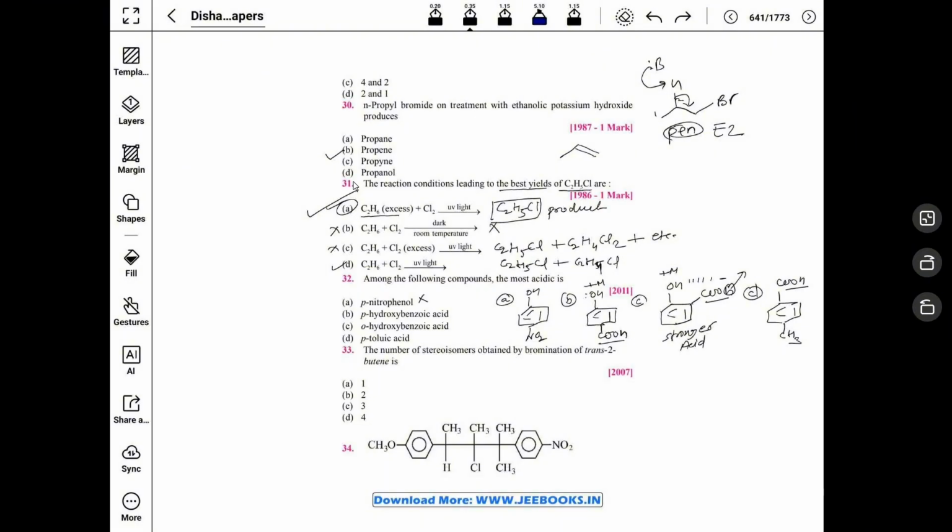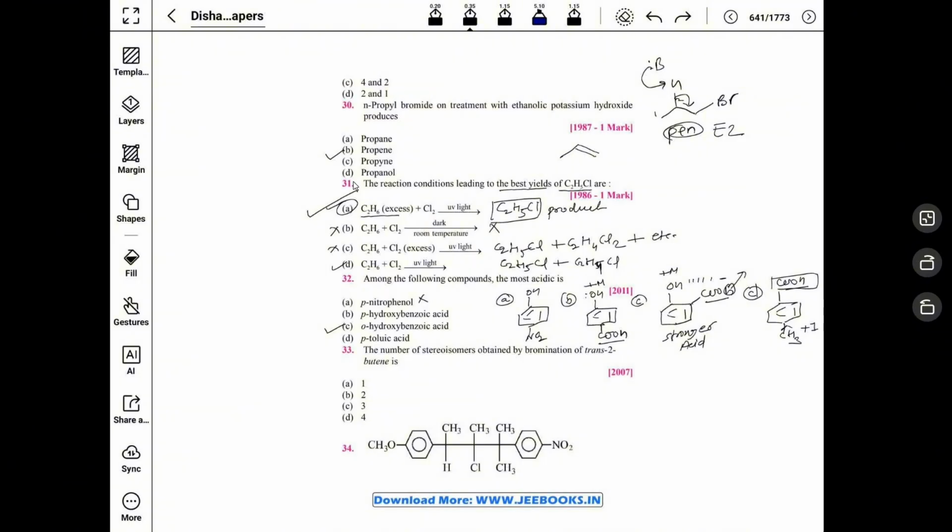Now coming to toluic acid, in this case also the methyl group has a plus I effect and hence increases the electron density over this carboxylic group. Therefore we can clearly say that the most acidic compound is ortho-hydroxybenzoic acid.